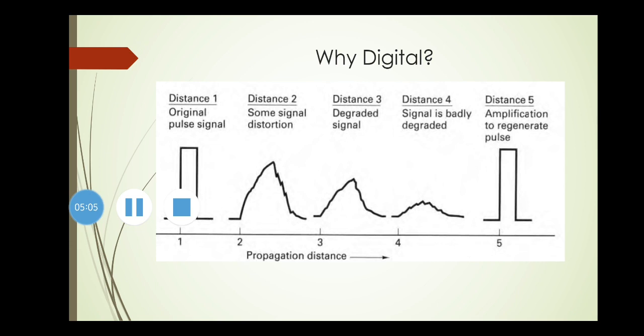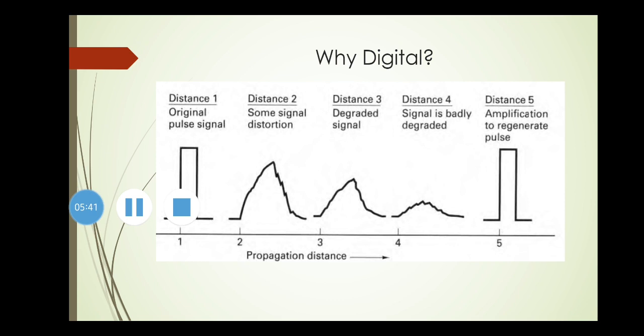So in this figure we are able to see that at distance 1 we are originally transmitting a pulse signal. When we look at the same signal after a certain distance of movement to distance 2, it has got distorted, and when I look at distance 3 the signal is almost degraded, and when it moves to distance 4 the signal is badly degraded, which means I have almost lost the information, or the signal strength is very low.